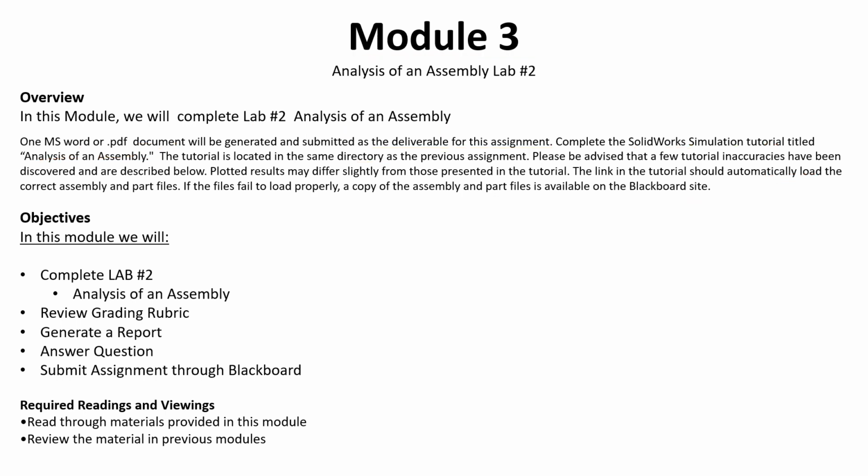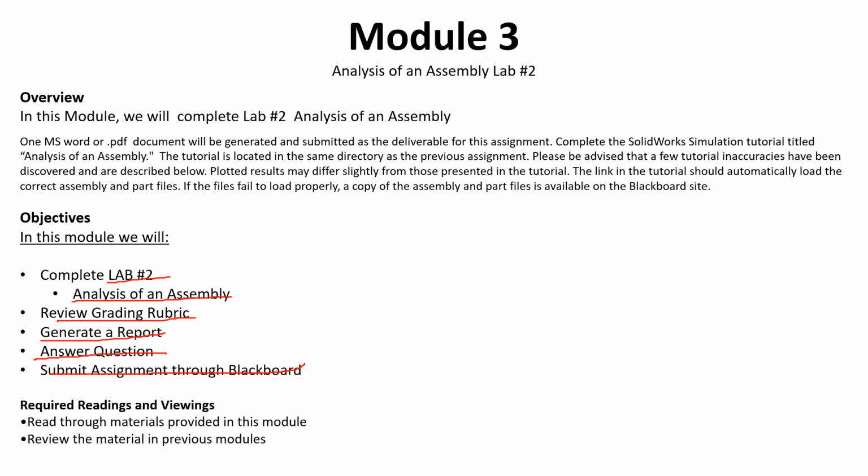So now let's take a look at the objectives for this module number 3. So within this module, we're going to be completing that lab number 2, which again is the analysis of an assembly. We're going to be going through and reviewing the grading rubric so you'll know exactly how this lab 2 is graded, generating the report for this lab, which you're going to be submitting through Blackboard, answering any questions, and then submitting the assignment right through Blackboard.